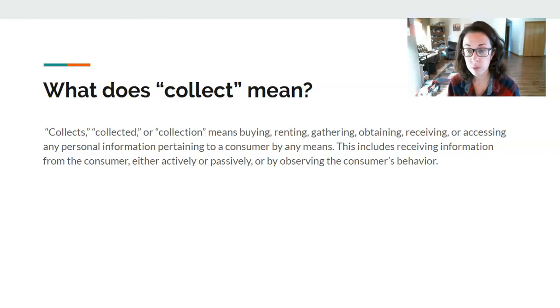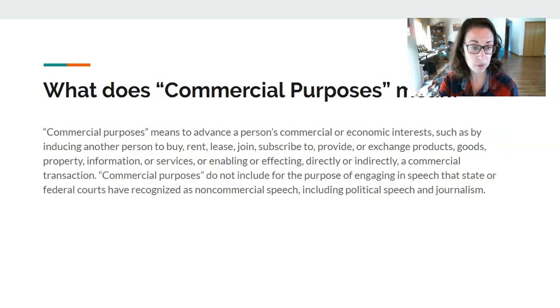So for example, if you use the heat mapping software that tells you what your customers are doing on your website, like where the pointer is going, are they focusing on the headline or the related post plugins or something? That is observing and collecting information about your consumers' behavior.